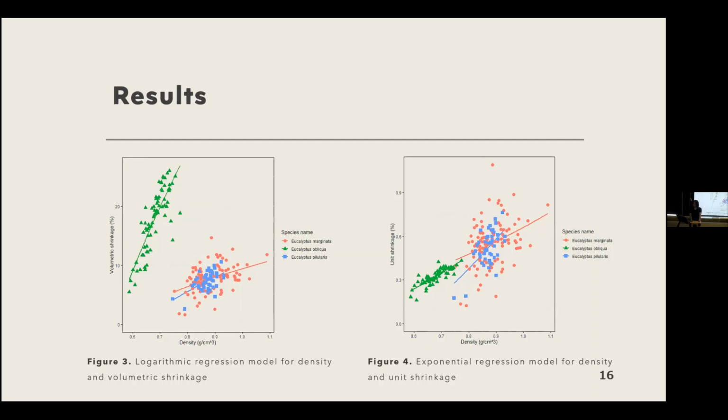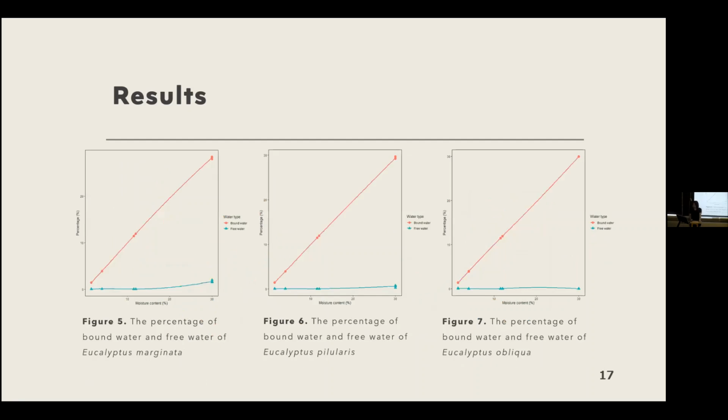However, this result is opposite to some previous studies, as well as my hypothesis that there will be a negative relationship between the density and the shrinkage of eucalyptus species. From the result of the NMR test, we can see that there are few amounts of free water. Thus, collapse caused by free water could almost be ignored.